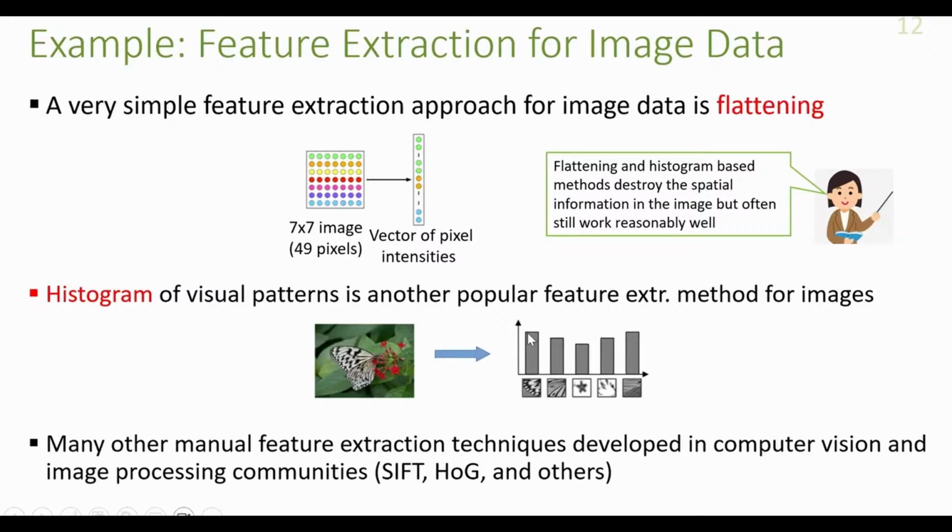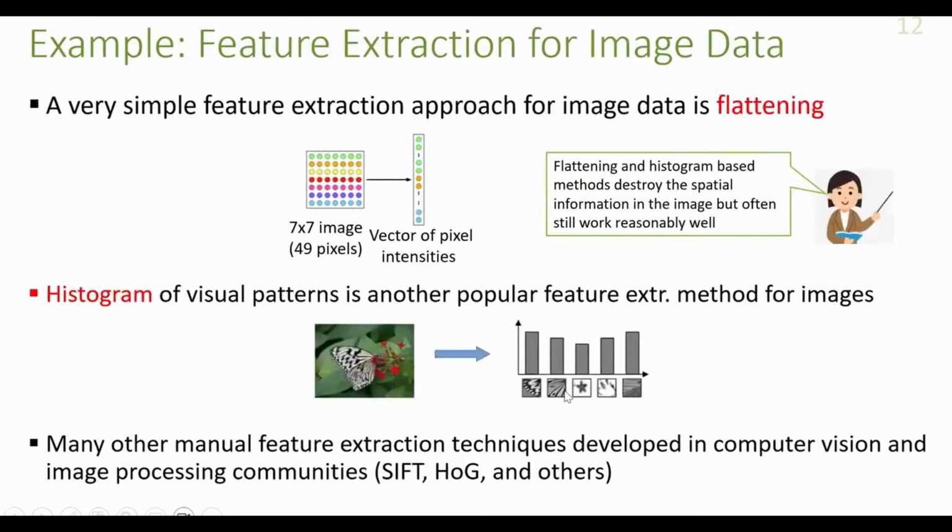So, for example, let's assume this height is 50. 50 means this pattern is present 50 times in this particular image. For this other pattern, let's say this height is 45. So this pattern is present 45 times in this particular image.